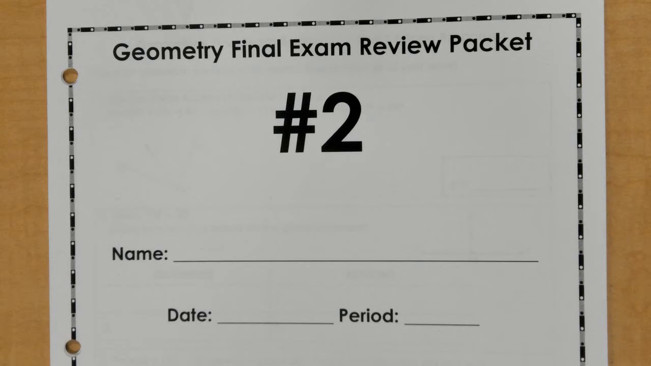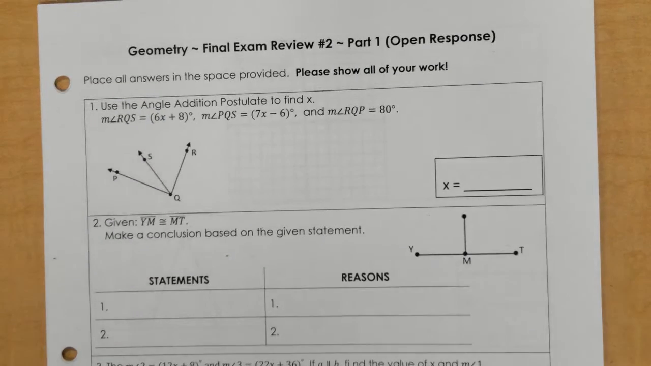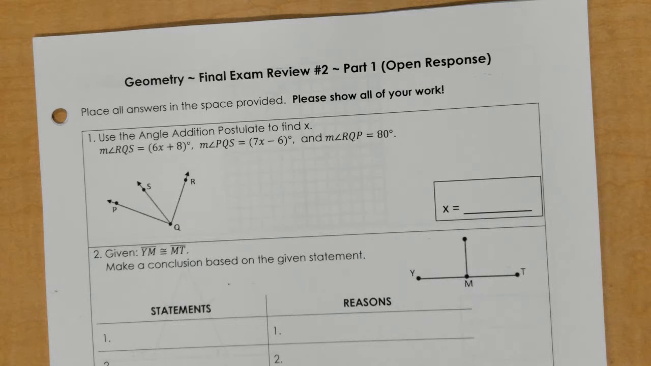Geometry Final Exam Review number 2 packet. For the open response, number 1 says, use the angle addition postulate to find x.